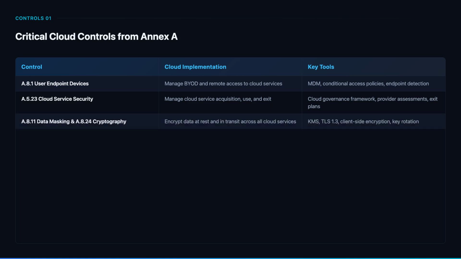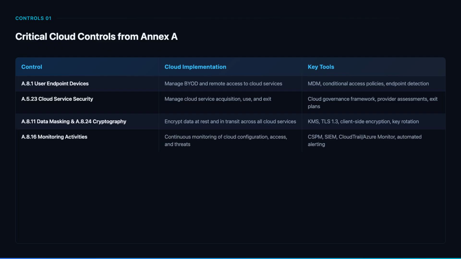Encryption in the cloud covers data at rest and storage in databases, data in transit between services and users, and key management. Use cloud-native key management services. Enforce TLS 1.3 for all communications. Implement client-side encryption for sensitive data, and establish automated key rotation policies.